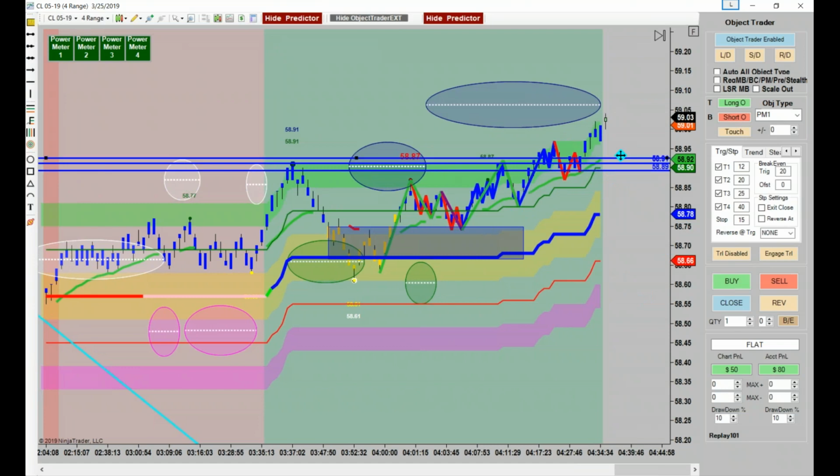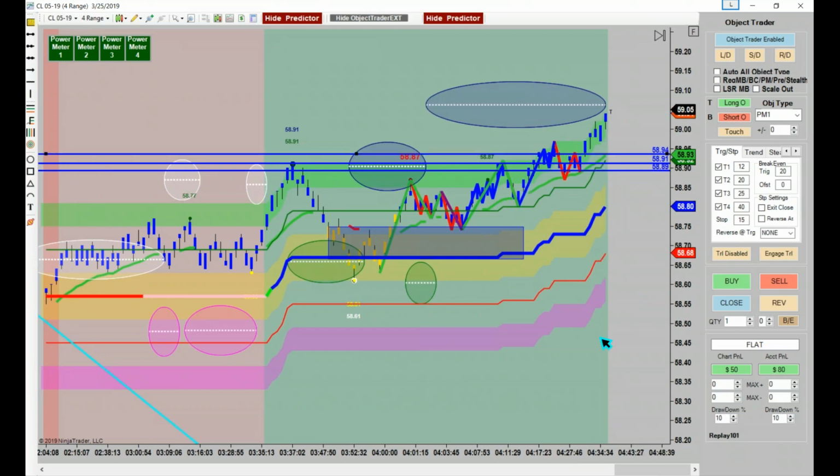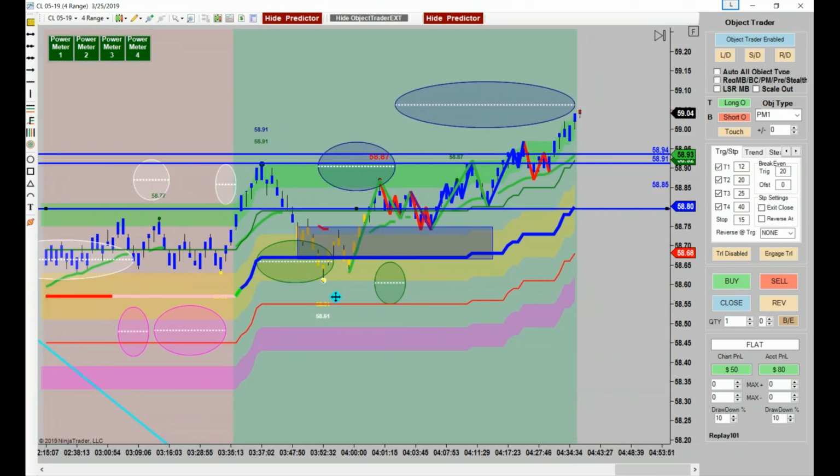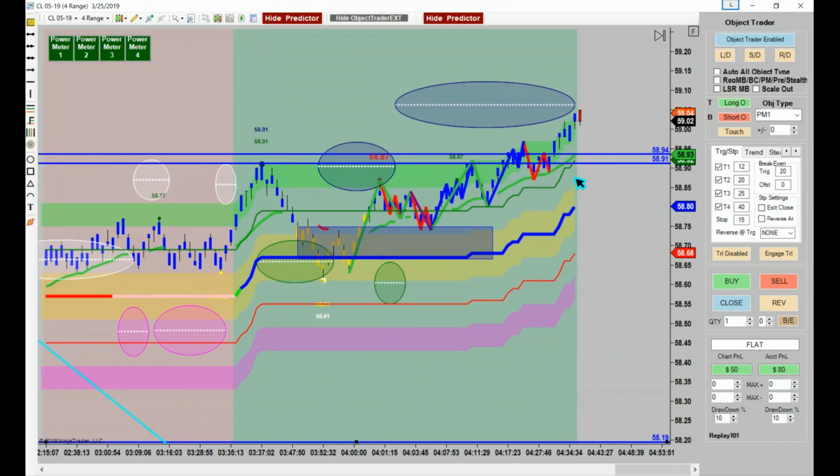Okay, so what we're looking for is a little pullback into a support area, like so. Let me get this one out of the way. All right, let's see if we can get a little pullback into support. Watch your lightning. And let's see if we can get a pullback.